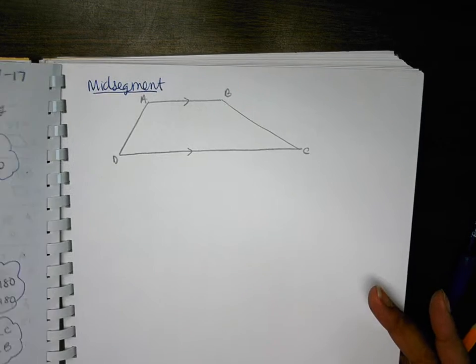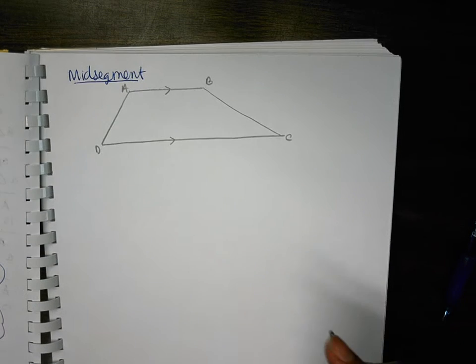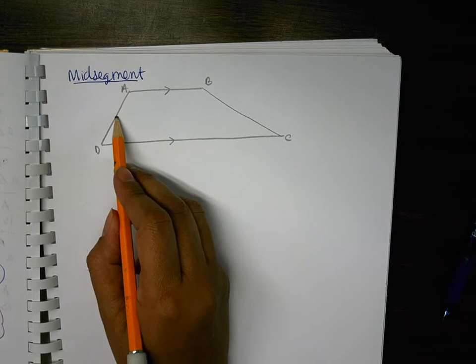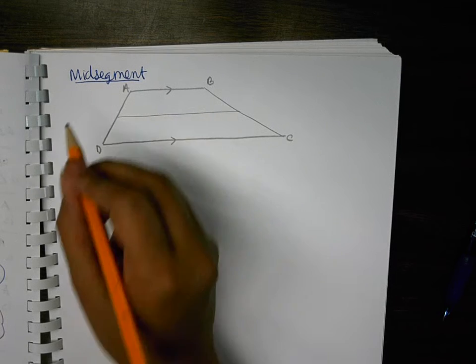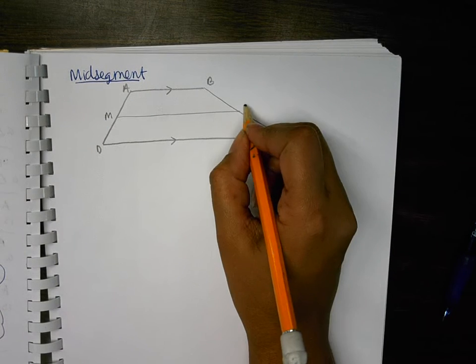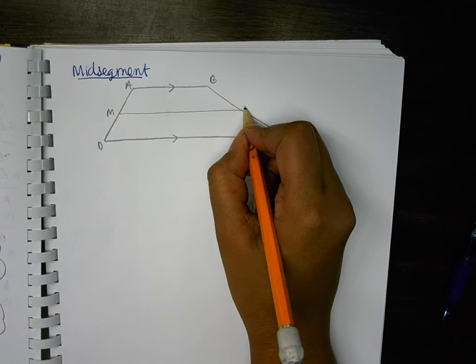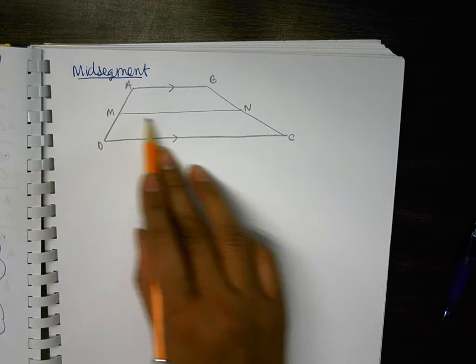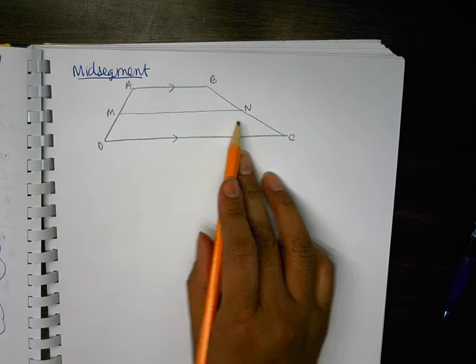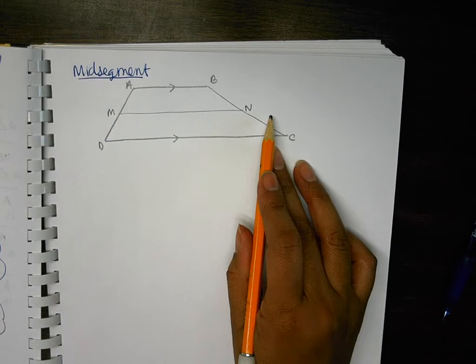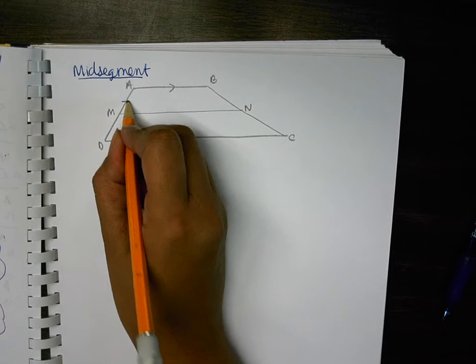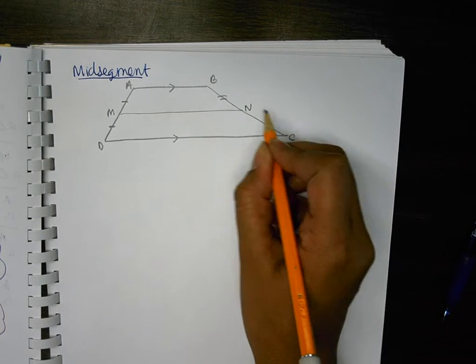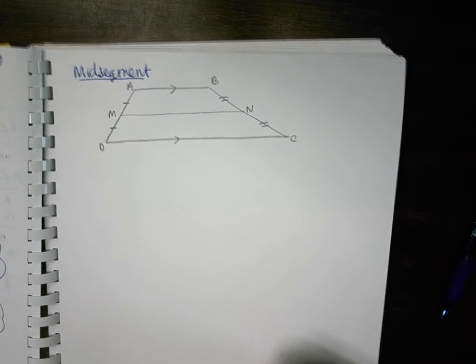Same thing here. So let's get our mid-segment in. Okay, I'm going to call this M and this N. I'm telling you right now that MN is the mid-segment. Either they're going to say, hey, this is the mid-segment, or they'll put markings like this. If it doesn't say mid-segment, but it gives you these markings, is that enough?